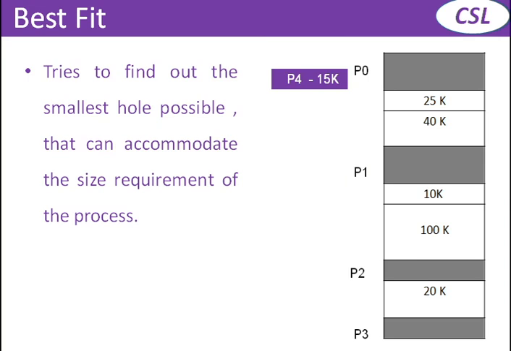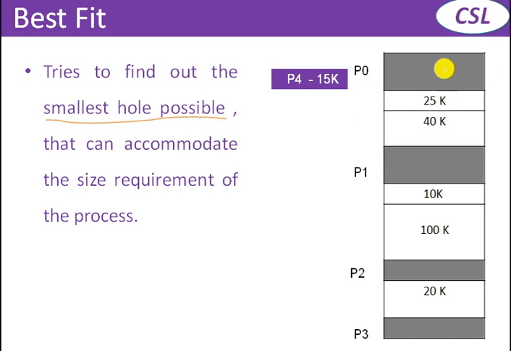Next, best fit partition. In the best fit partition, it tries to find out the smallest hole possible. This is opposite to first fit partition. In the first fit partition, we find the first big enough hole, but here the smallest hole possible.